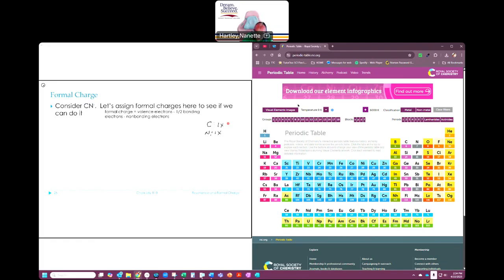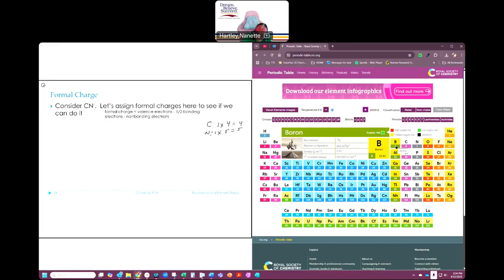Carbon has 4 valence electrons. Again, he's right here, so 1, 2, 3, 4. And then nitrogen's right next to him, so he has 5. And then since it's a minus, we have 1 electron from that charge. So we have a total of 9 electrons from there and 1 for the charge. So there's 10 electrons that we need to distribute.